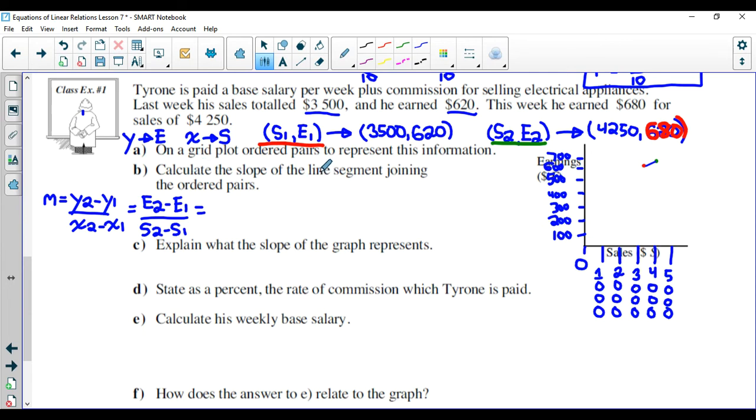And then this would be equal to, these are all values in dollars, so if I wanted to, I could include the unit here. Excuse me, the earnings would be 680 for point 2, so this would be 680. Subtract the earnings for point 1, which would be 620.